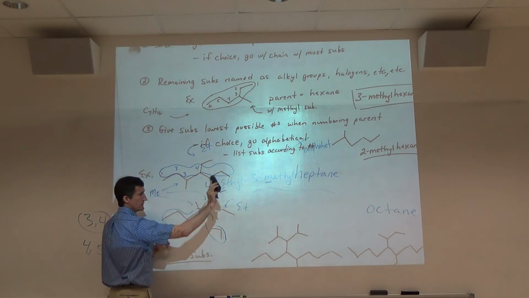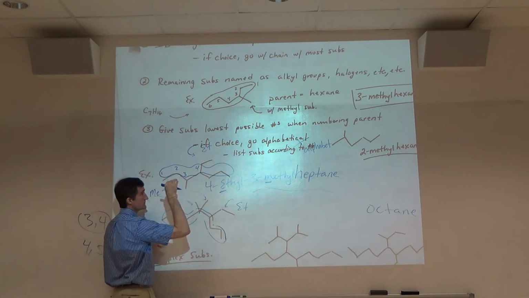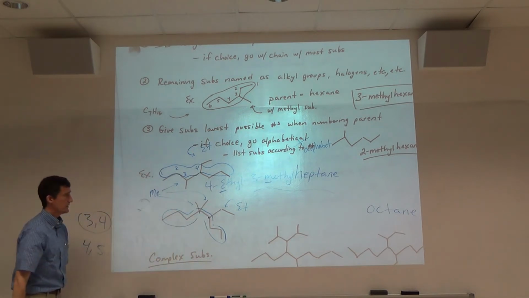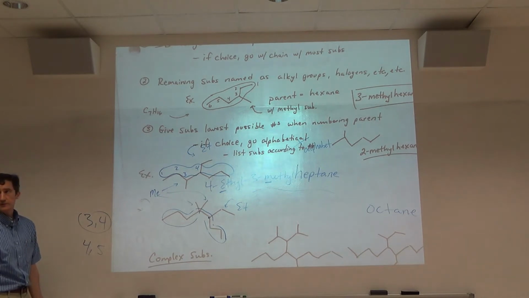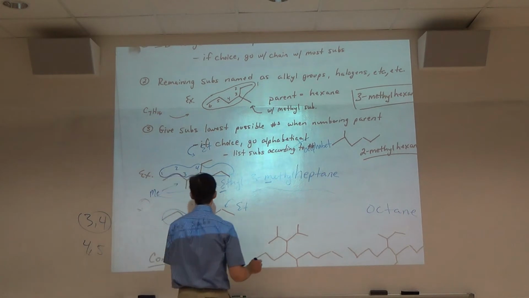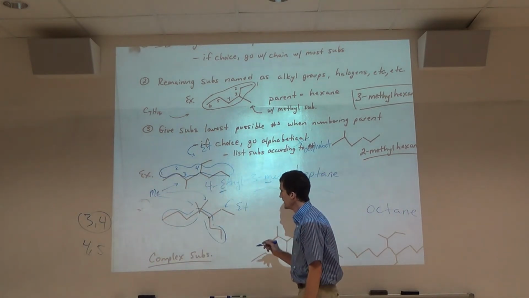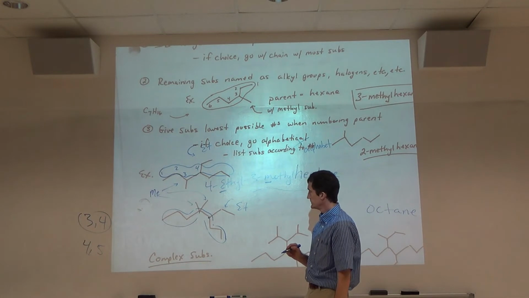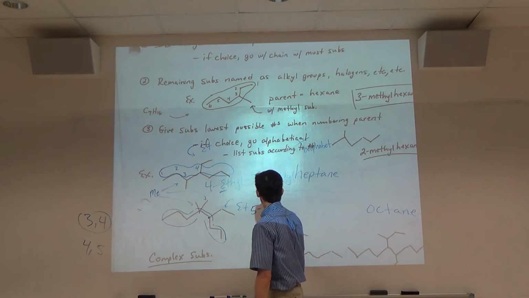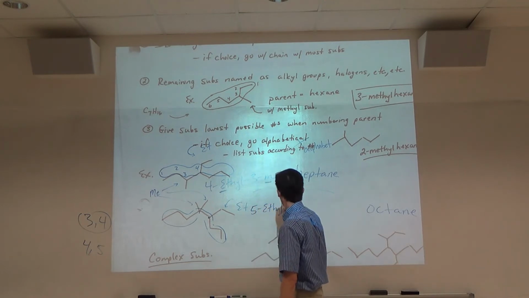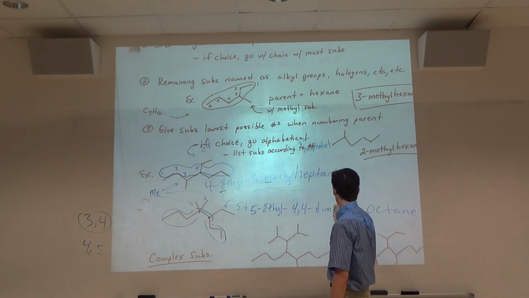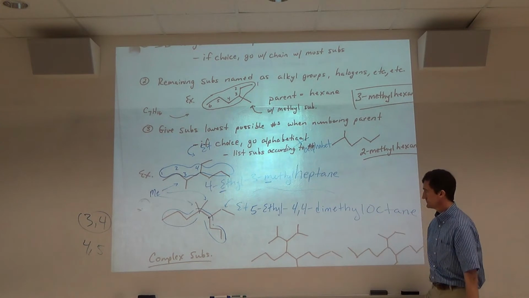No, alphabetical is not until you list it. Numbering is subs lowest numbers. You got 3 subs. After we list it, you'll see what I'm talking about. Okay, what's the name of this guy? 5 ethyl, 4,4 dimethyl octane.